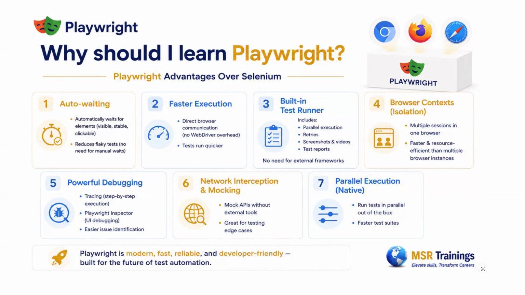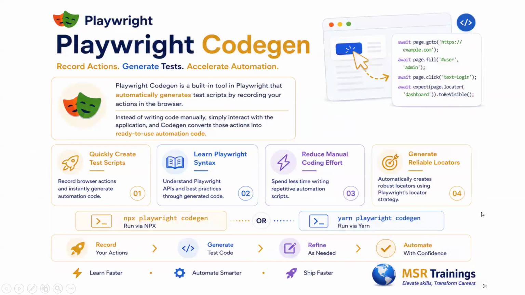Okay. So after that, we discussed the codegen. Playwright codegen is a tool that comes along with the Playwright installation. The main purpose of Playwright codegen is to record the test cases. You can execute the test cases manually, and it will automatically generate the scripts for you while you execute the manual test case. So this will help you reduce the manual effort.